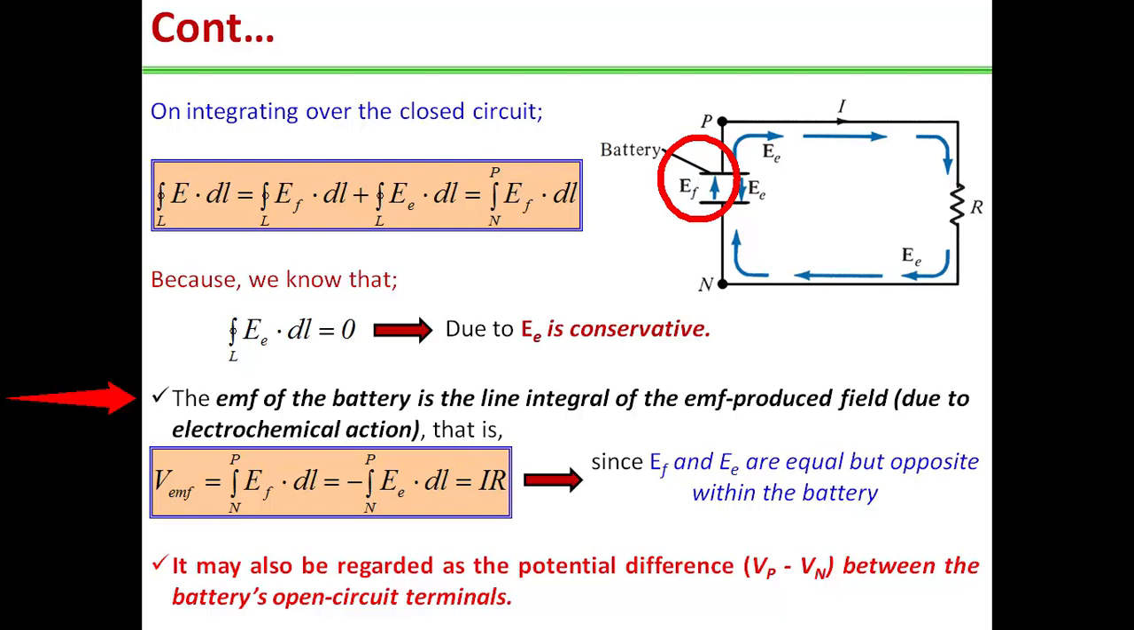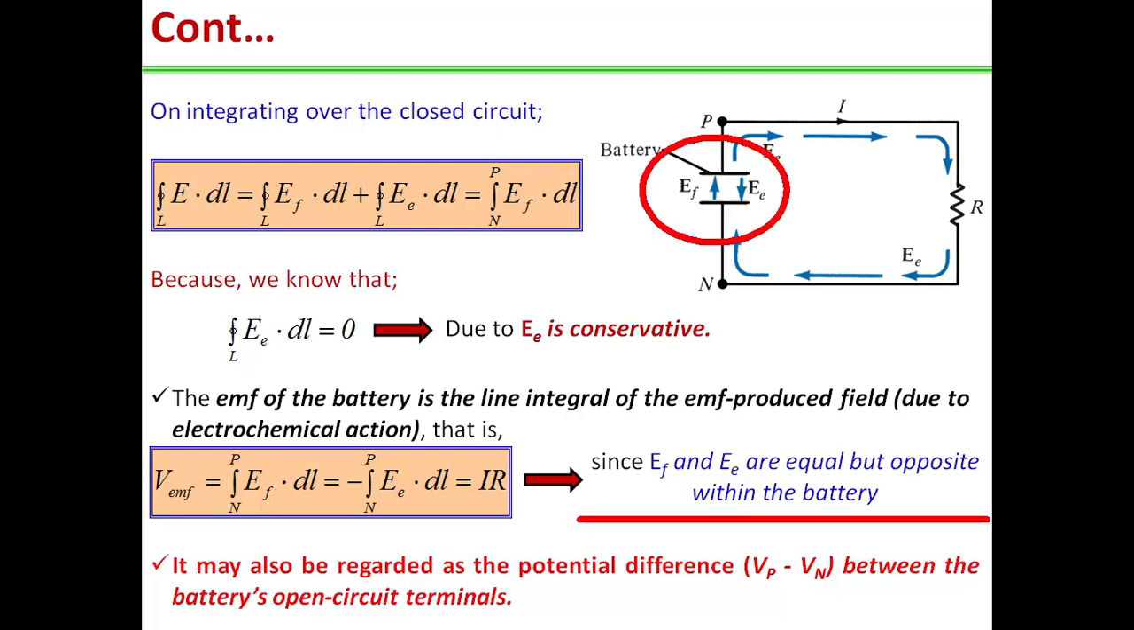the EMF of the battery is the line integral of the EMF produced field, that is due to the electrochemical action field only. So we can write V_EMF as the integral from N to P of E_f dot dl, and this can be equal to minus the integral from N to P of E_e dot dl, and this will be equal to IR because the total current I is flowing in the circuit where the same current is going through the resistance R.